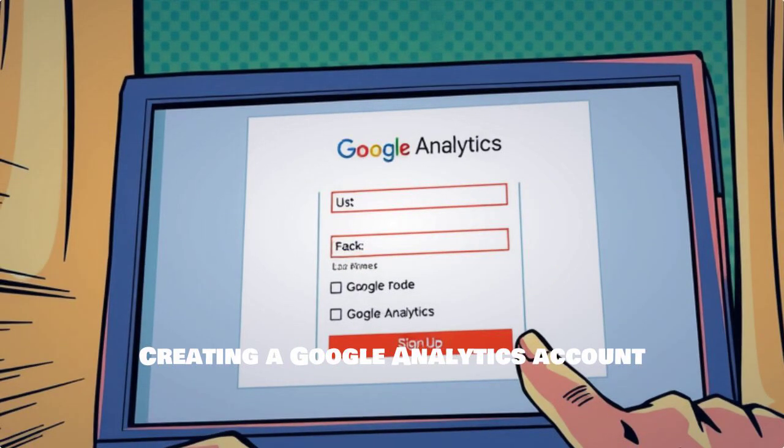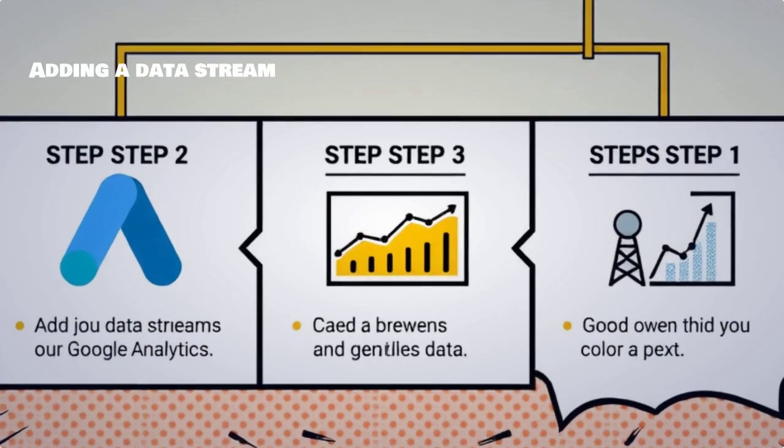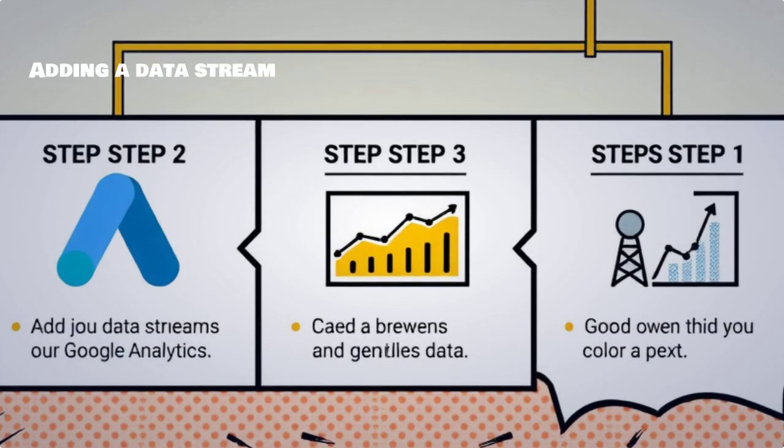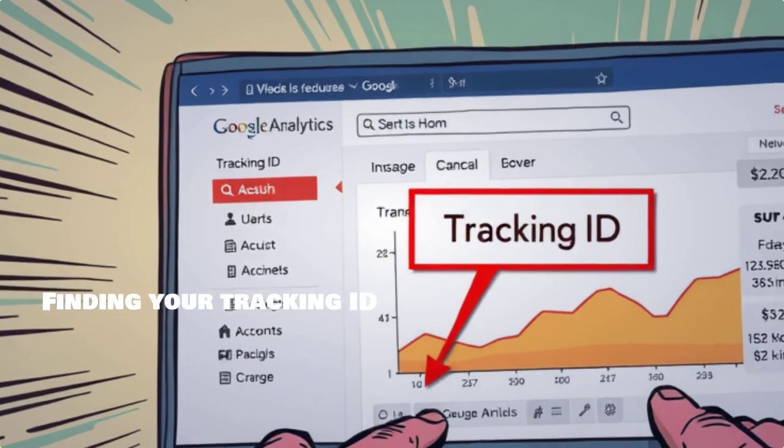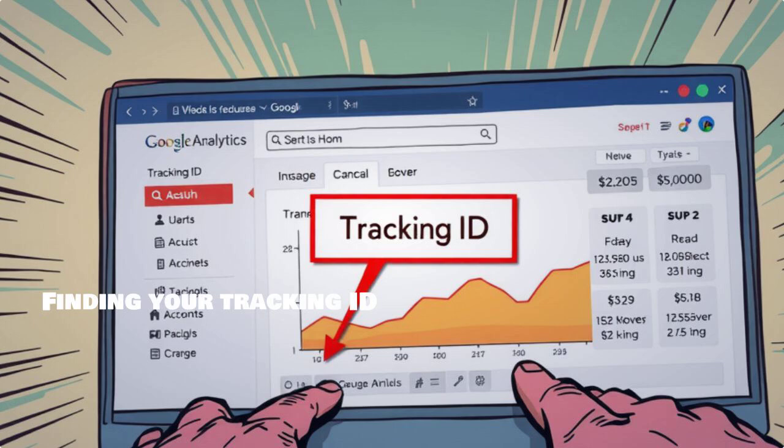Let's get started by creating your Google Analytics account. Simply visit the Google Analytics site and follow the sign-up process. Once you have your account, it's time to add a data stream for your Canva website. Click on Admin and select Data Streams. Now, locate your Google Analytics tracking ID, which you'll use to connect your website to Analytics.